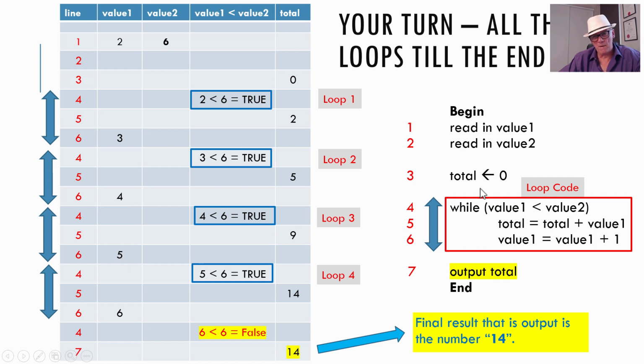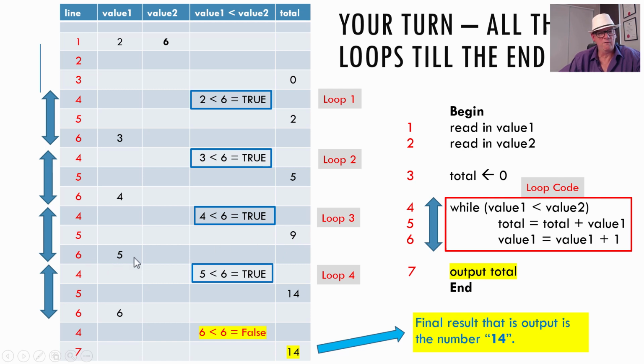We're going to jump back up in the loop. So we've done 1, 2, 3 loops there. Is value 1 less than value 2? Yep, 5 is just less than 6. So we're going to go another time, a 4th time through the loop. And the first thing we do is take our total and add on value 1. Well, total's 9, so we add on our value 1, which is 5.